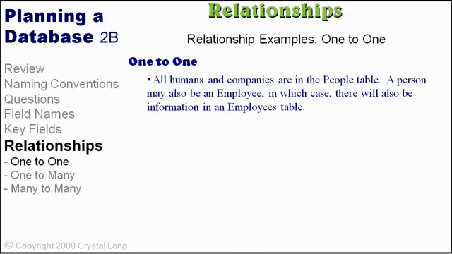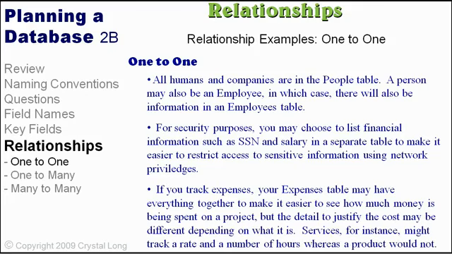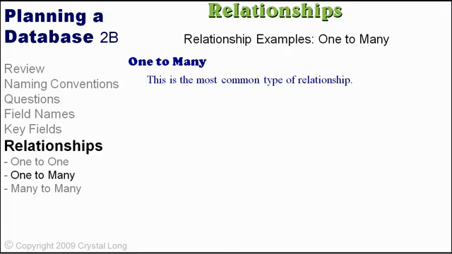One-to-one relationship examples. All humans and companies are in the people table. A person may also be an employee, in which case there would be information in an employees table. For security purposes, you may choose to list financial information in a separate table. To make it easier to restrict access to sensitive information, your expenses table may have everything together to make it easier to see how much money is being spent on a project. But the detail to justify the cost may be different depending on what it is.